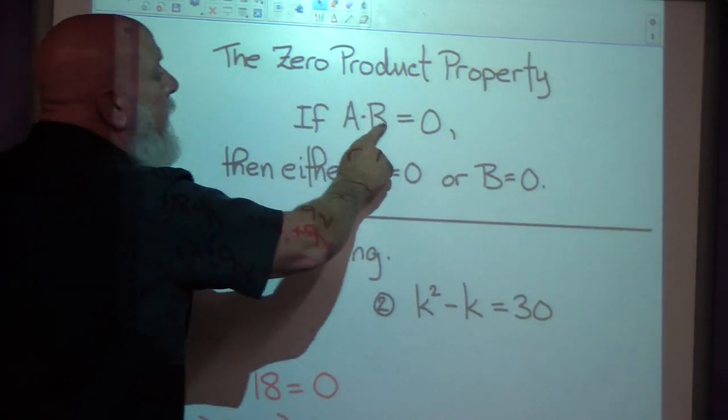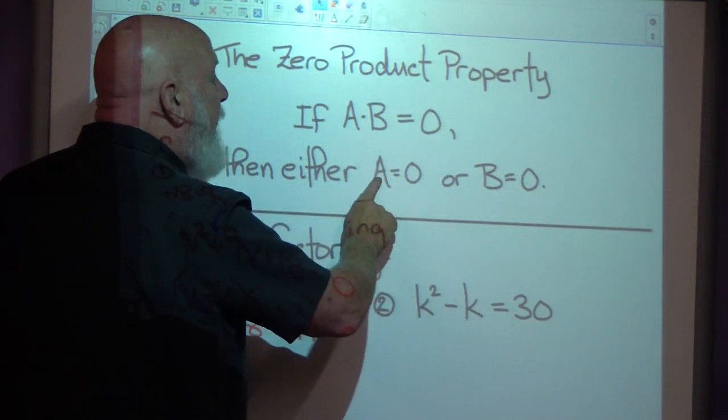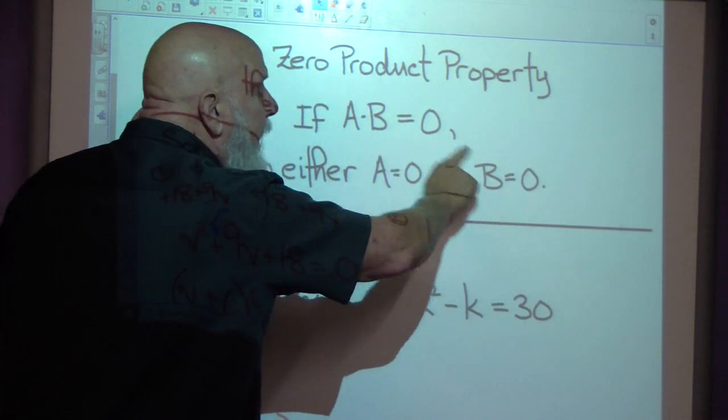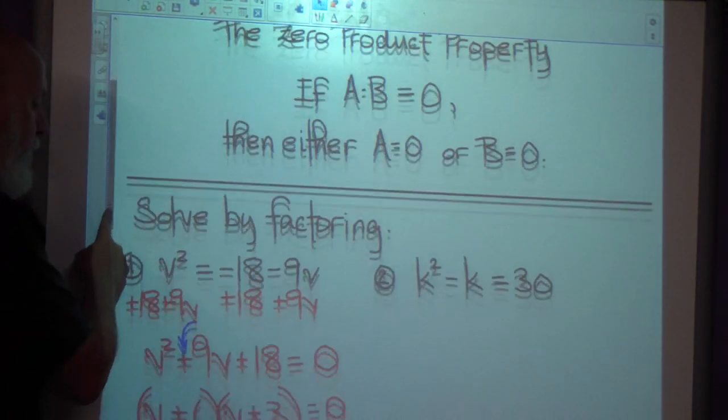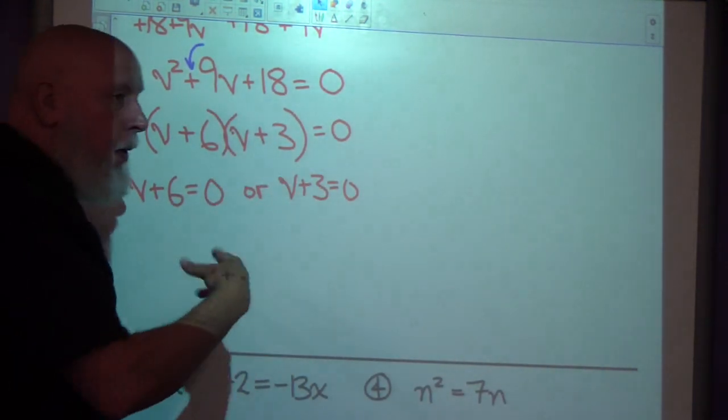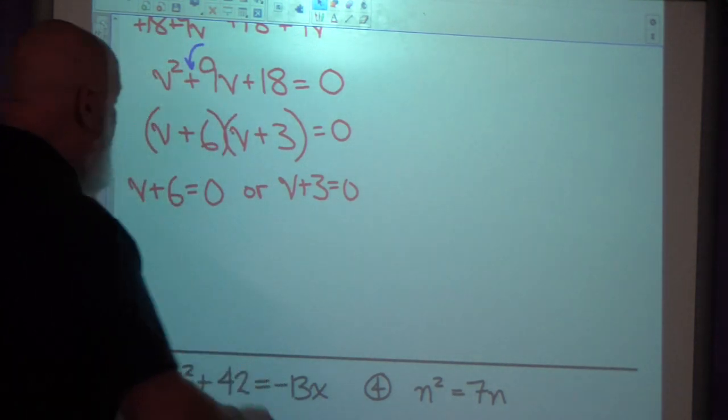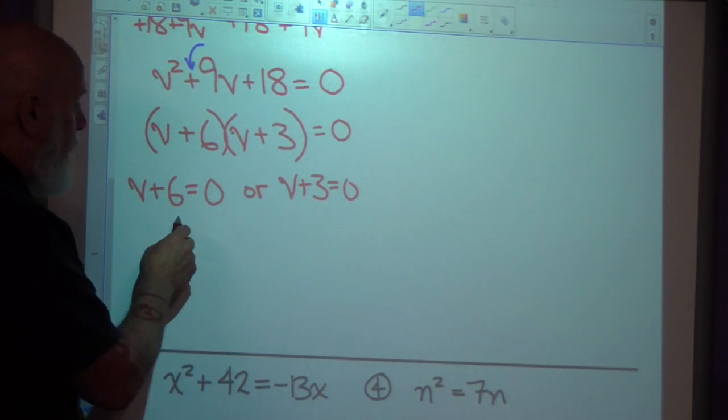Because if two things multiplied together equal 0, then either the first one is 0 or the second one is 0. And that's exactly the situation I've got here. So I'm employing the zero product property. Now I just have a simple algebra 1 or pre-algebra equation.